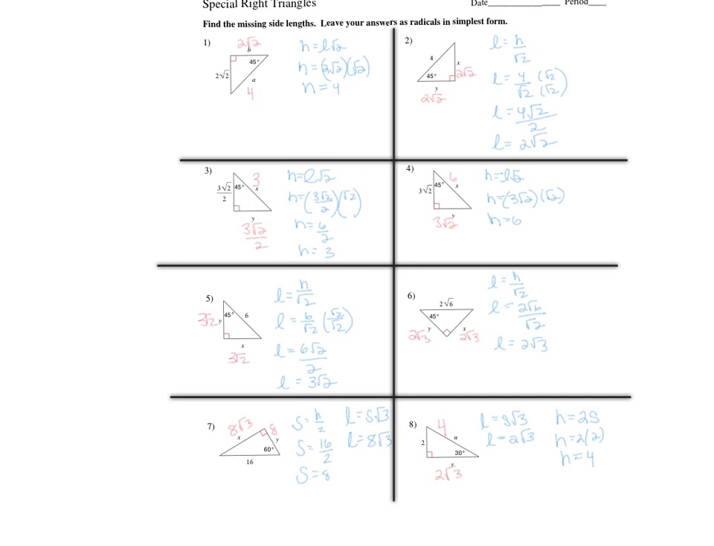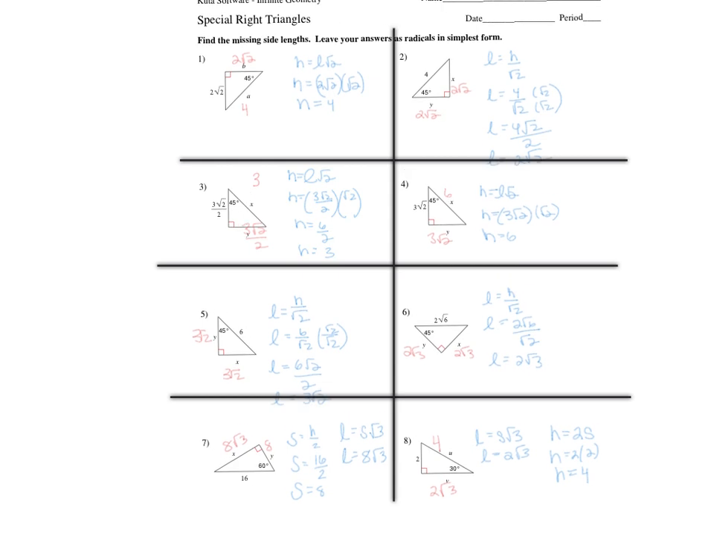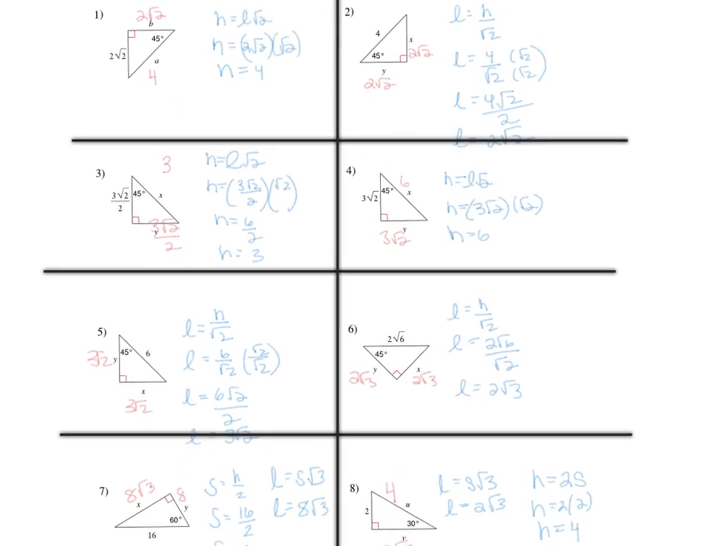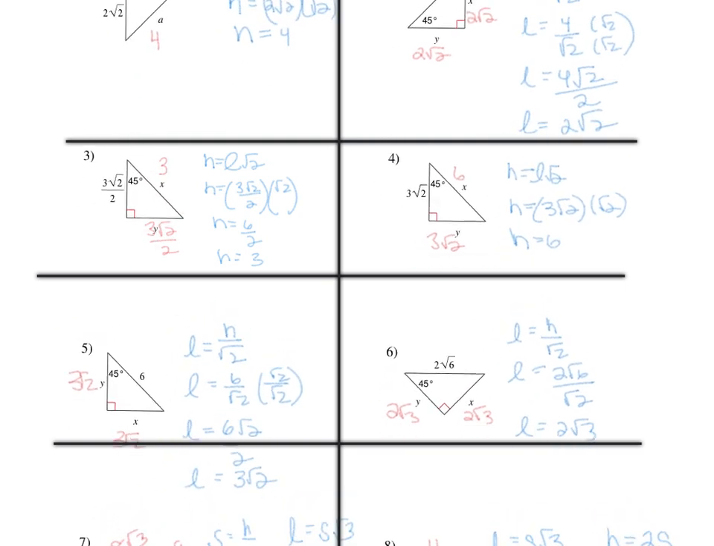In number 3, we are given a... make this a little bit bigger if I can. Maybe not. I'm just going to leave it like that. In number 3, we are given a 45, 45 triangle. And there we go, that makes it bigger.